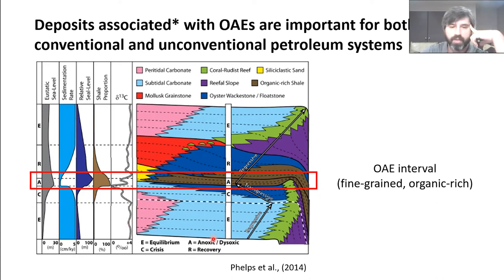So this diagram here is a summary diagram from another PhD student who finished at UT. He was really interested in shallow water carbonate systems and how they respond to these ocean anoxic events. The classic signature in these carbonate environments is that during an ocean anoxic event, we're going to replace some of these shallow water carbonates with fine-grained organic-rich deposits. That should somehow correlate with the geochemical changes that are indicative of this web of Earth system feedbacks.